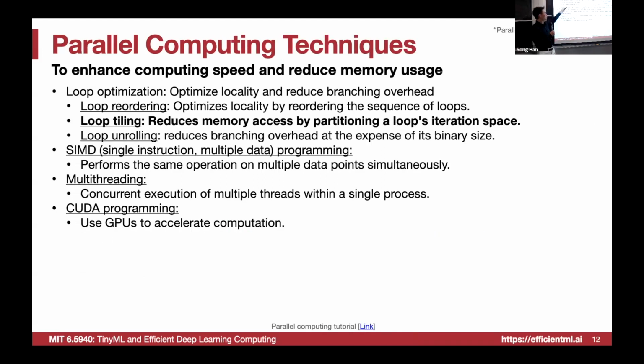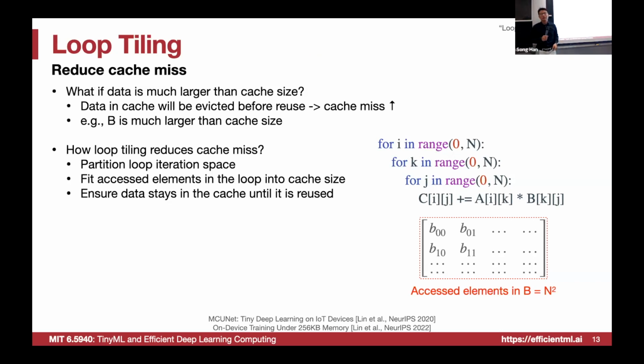Let's now talk about loop tiling, to reduce the memory access by partitioning the loop's iteration space. Why do we need partitioning? We have very limited resources, very limited cache size, like a microcontroller L1 cache size of only 8 kilobytes. But the matrix can easily get much larger. Then what do we do?